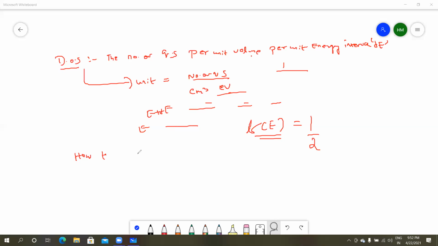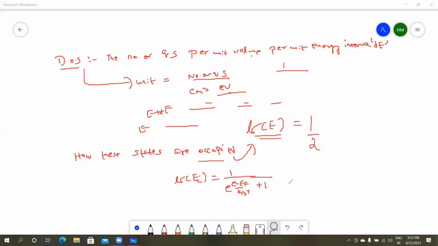How these states are occupied is given by the occupation probability. Occupation probability F of E, that we have done: 1 by e to the power (E minus EF) by kBT plus 1. Okay, that we have done.